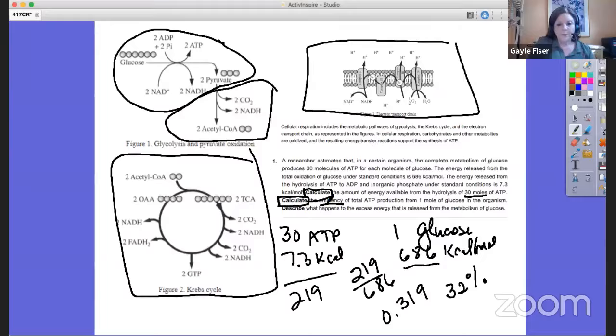Now, the next part is describe. So we've had calculate, calculate, and describe. What happens to the excess energy that is released from the metabolism of glucose? We started off with this much energy and we only have this much we can use. Where did the rest go? I'll let you take a moment to think about that. Jot down an answer, and then in about 4 seconds, I'll reveal the scoring guideline for this.